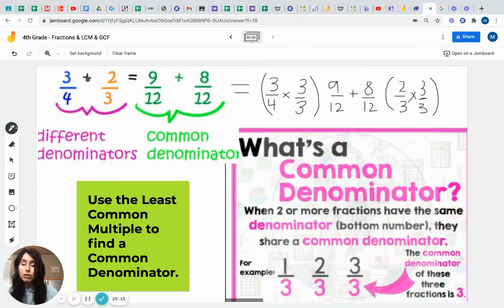So in order to add or subtract fractions, we have to have a common denominator. So I'm going to show you here, if you were given 3/4 plus 2/3, what would you do? I notice they have different denominators. Well, this is when, I want you to think about that for a minute. What would you do to figure this out?